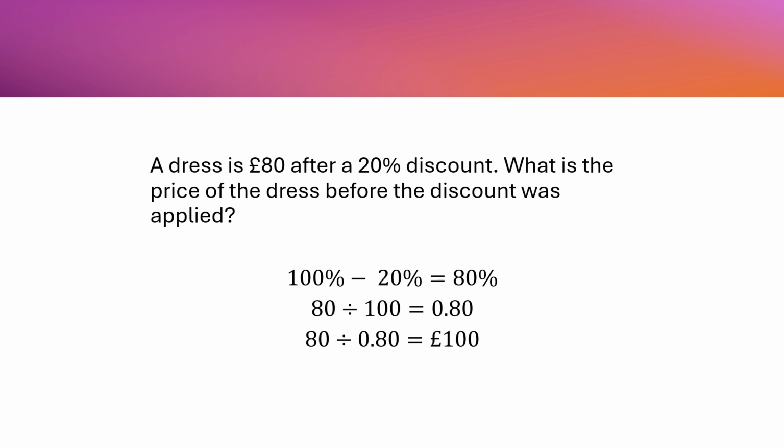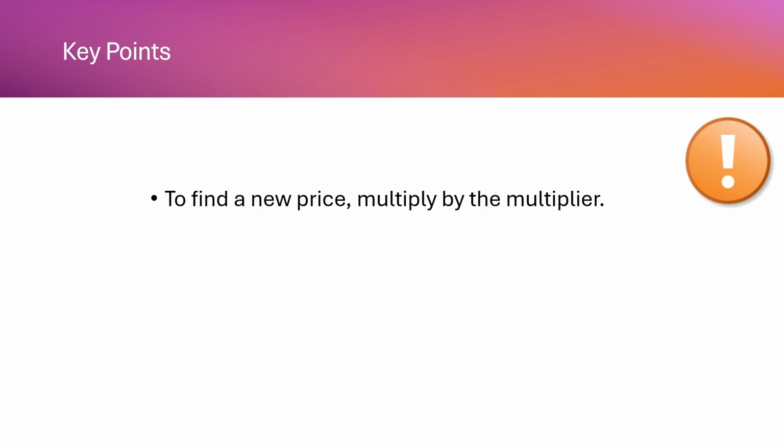Key points. To calculate a new price after a percentage change, multiply the original amount by the multiplier. To calculate the original price, divide the new price by the multiplier.